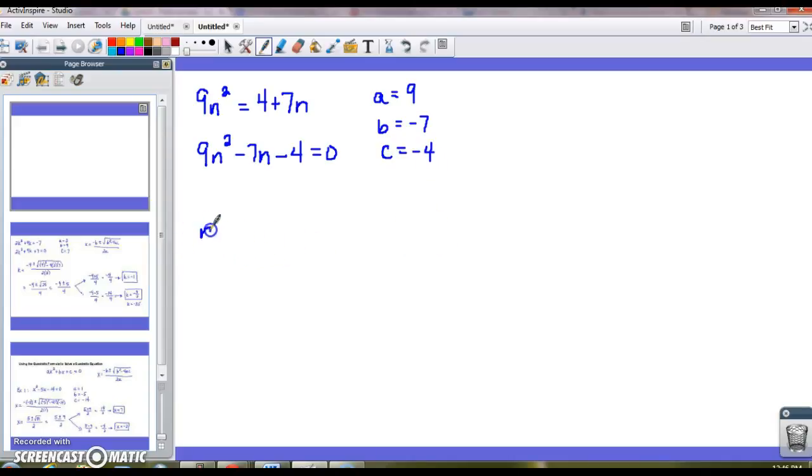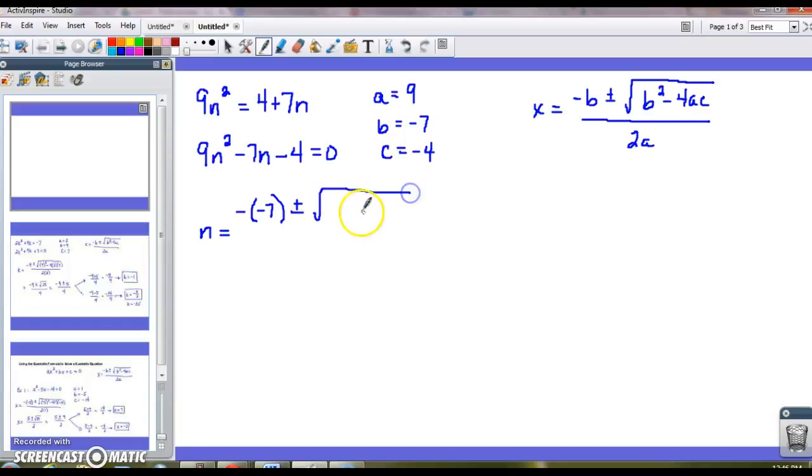And again, I'm just going to plug into my formula. Here it is one more time. x equals negative b plus or minus the square root of b squared minus 4ac, all of that over 2a. So I have negative 7 plus or minus the square root of negative 7 squared minus 4 times 9 times negative 4. All of that over 2 times 9.